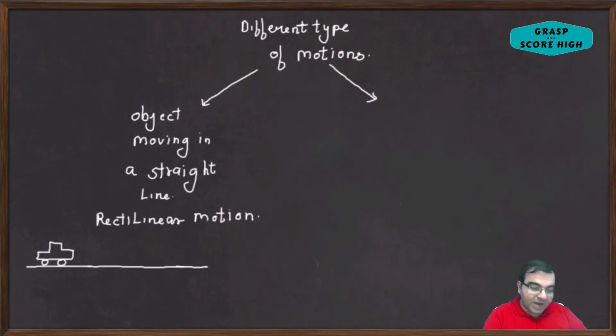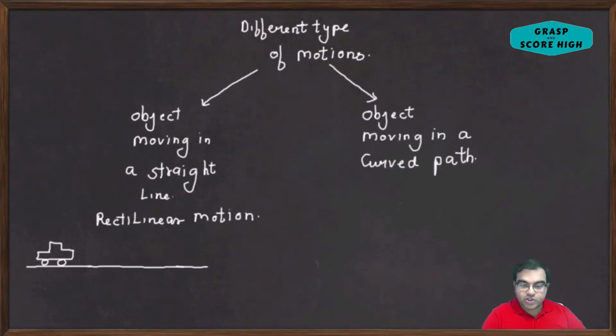Take an example, you have a car and you have a straight road. So this object is going to move in a straight line. Whenever an object moves in a straight line, it's called rectilinear motion.